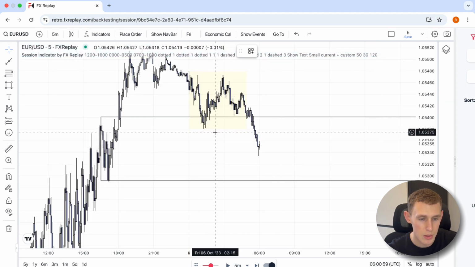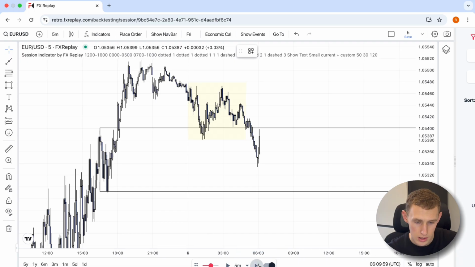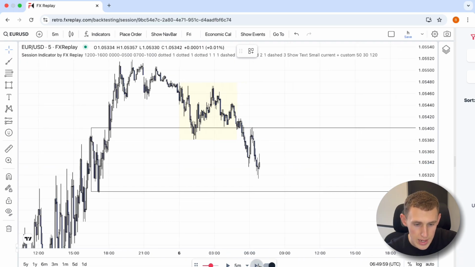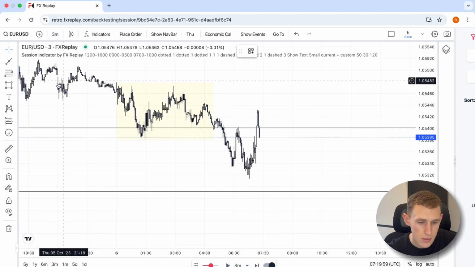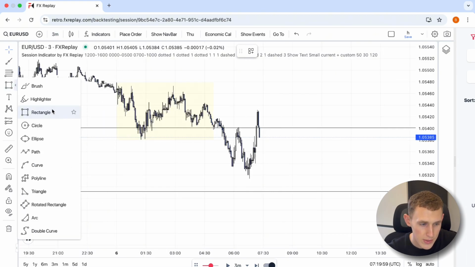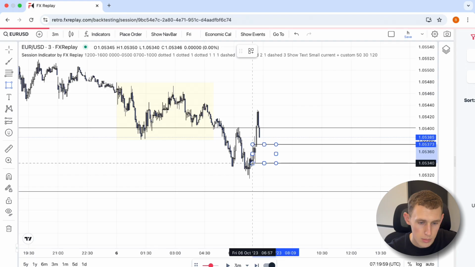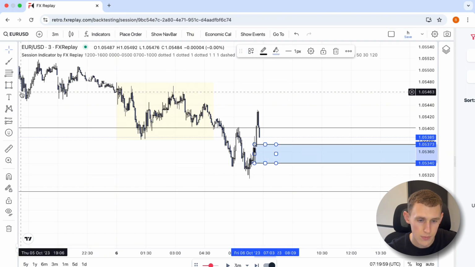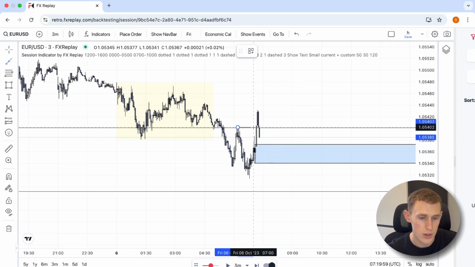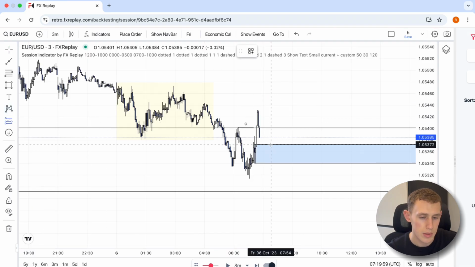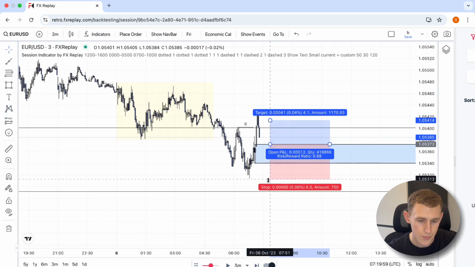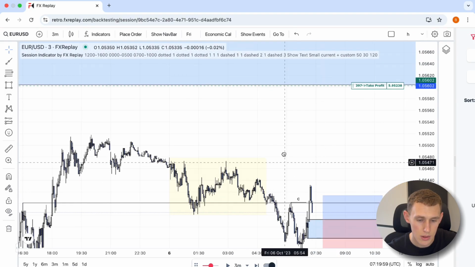I like the fact as well you've kind of grabbed Asia low. So let's see if we can get a change of character here. There we go. So we've had the change of character. Price created an area of demand. We just mark that on. So I'm going to enter here. Stops just below that low.